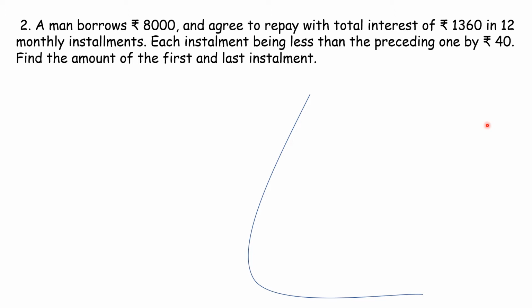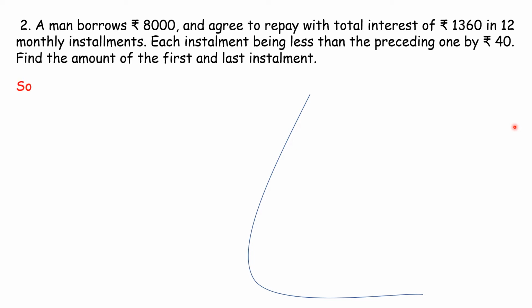Means total repay, that is 8,000 plus 1,360, in how many installments? 12 installments. And each installment is less than the preceding one by rupees 40. Means here total sum is 9,360. Installment number n is equal to 12 and d is minus 40, because here the first installment, the second installment is decreased by 40 rupees, the third is decreased by 40 rupees, so d is minus 40.